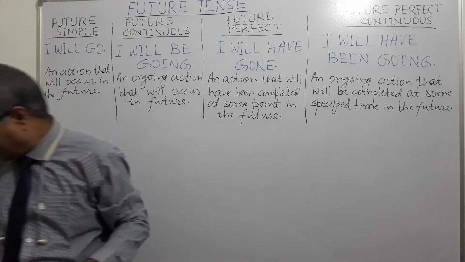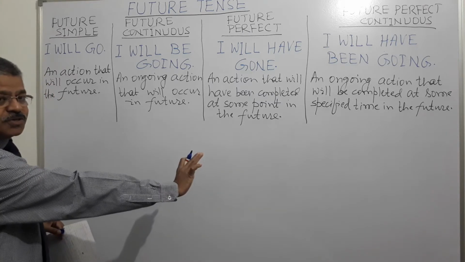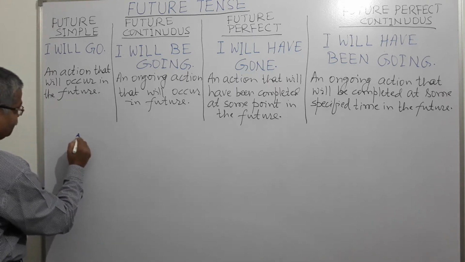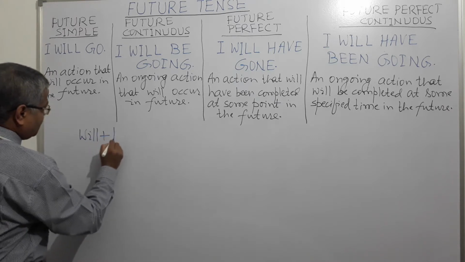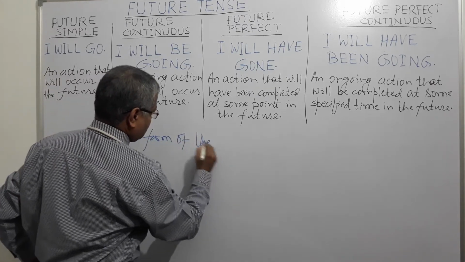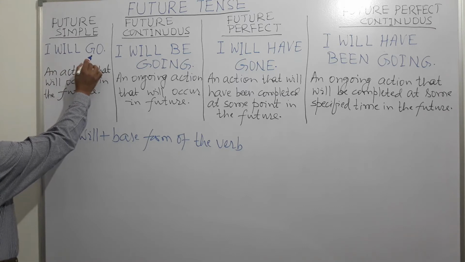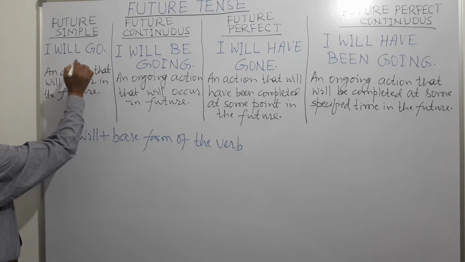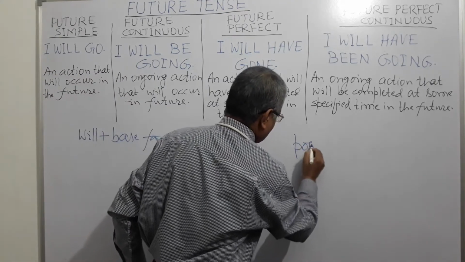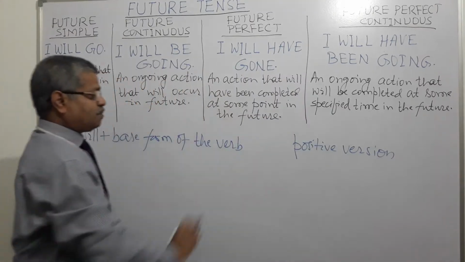Now, how do we express it? How do we write it? Right now we will talk only about future simple. Subject plus will plus base form of the verb: go, do, study, run, dance, laugh. This is for the positive version of the sentence or statement.